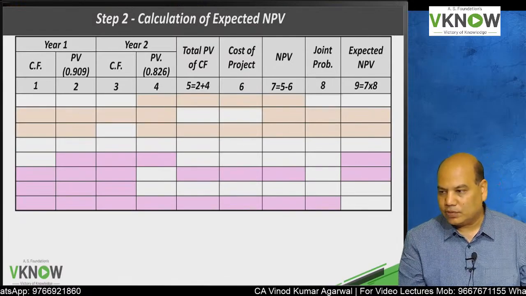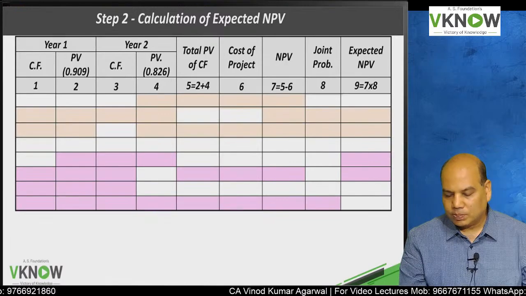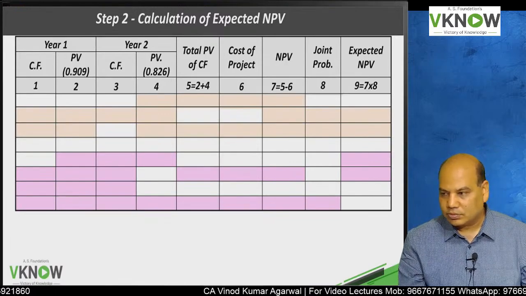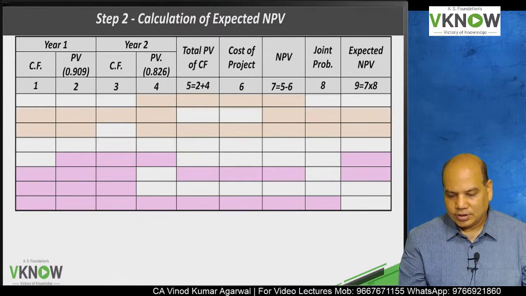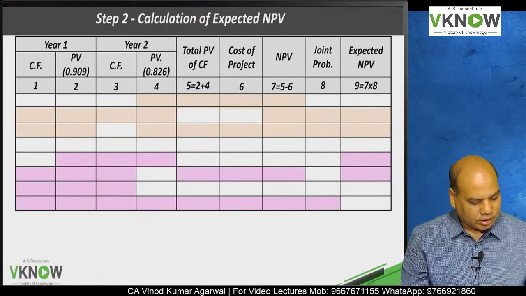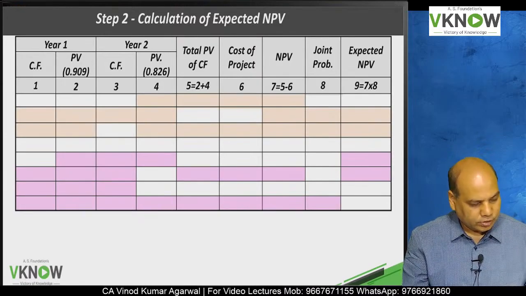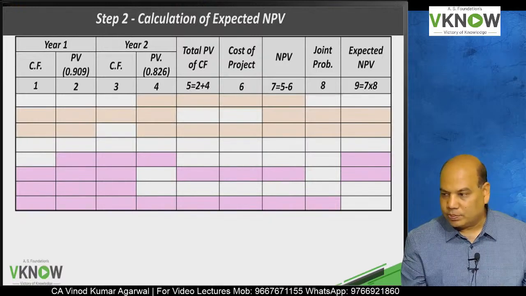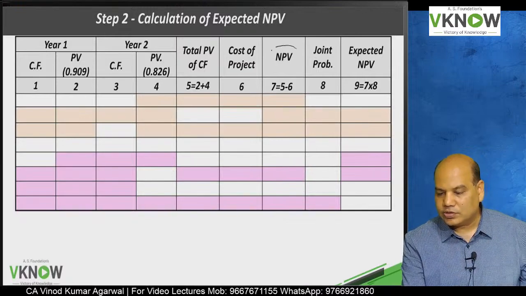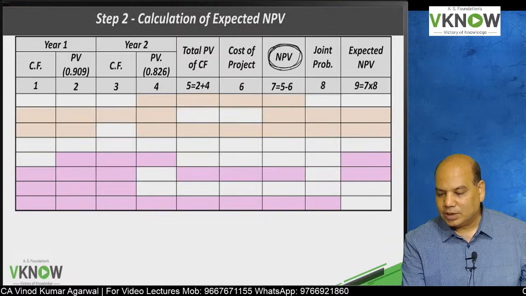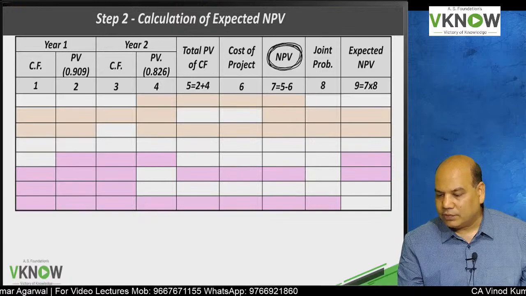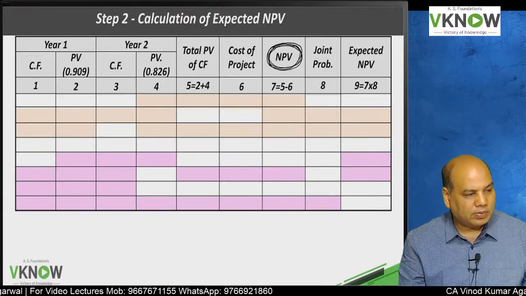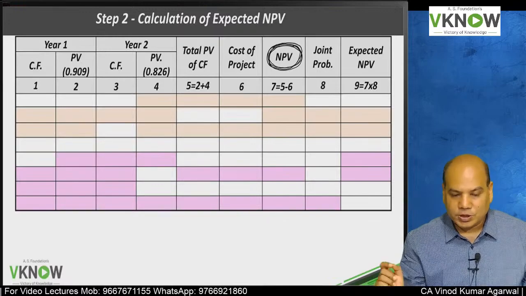Then write down total PV of cash flow, total present value of cash flows. Then write cost of project, then write down NPV, and then write down joint probabilities. There will be 6 different NPVs depending upon the combination of year 1 and year 2. Joint probability we have computed. NPV multiplied by joint probability will give you expected NPV.